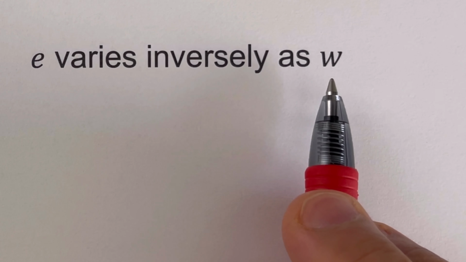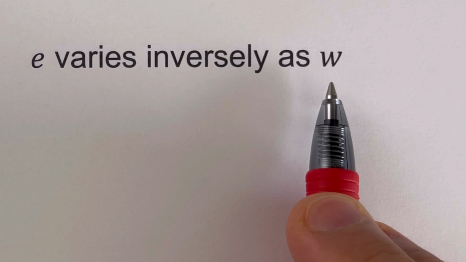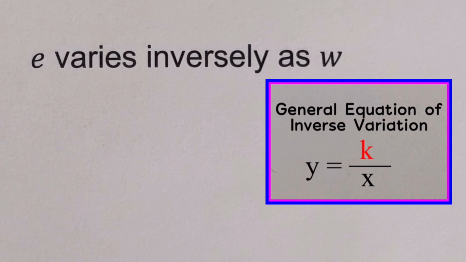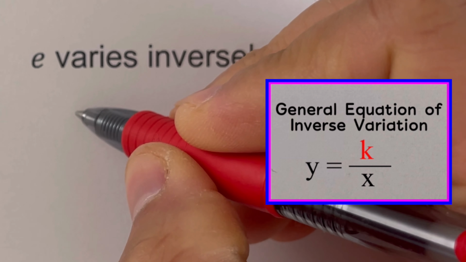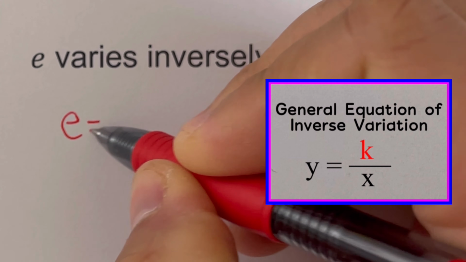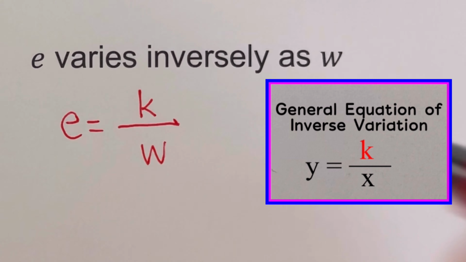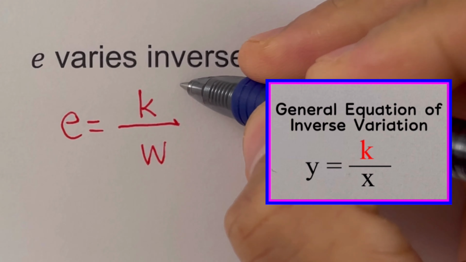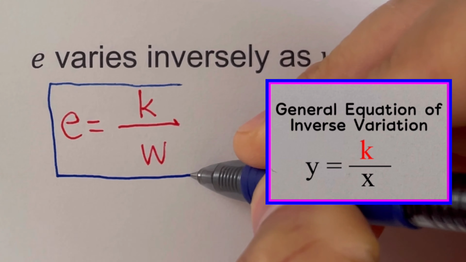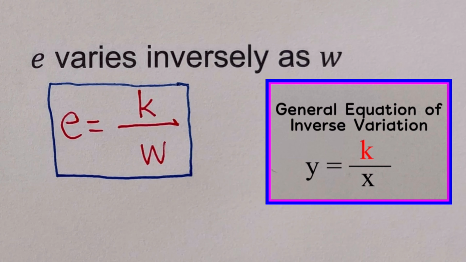Okay, in the next example, we have E varies inversely as W. Again, the general equation for inverse variation is y equals k over x. So in this case, that would be E equals k over W. So this is the equation that is equivalent to the statement. Now let's move on to the next example.